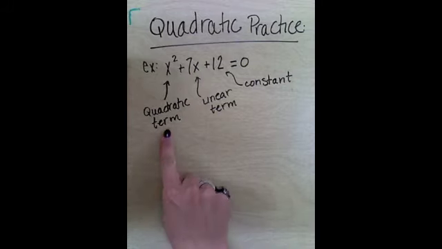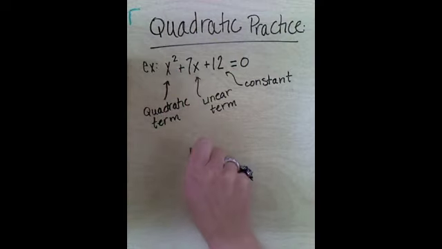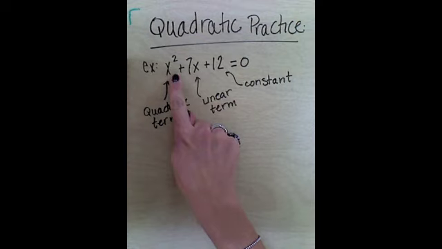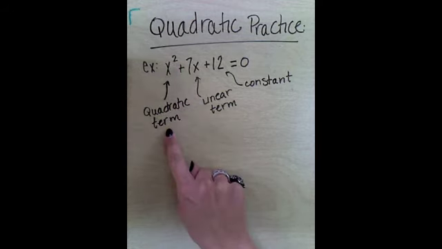Quadratic equations have an x squared term. Whether it's x squared and an x and a constant term, doesn't matter. As long as there's an x squared in the problem, it's considered a quadratic equation. The quadratic term is always the term that has our variable squared. So even if this wasn't x squared, it could be a squared, z squared, m squared. As long as there's a term or a variable that has a squared with it, that's considered our quadratic term.